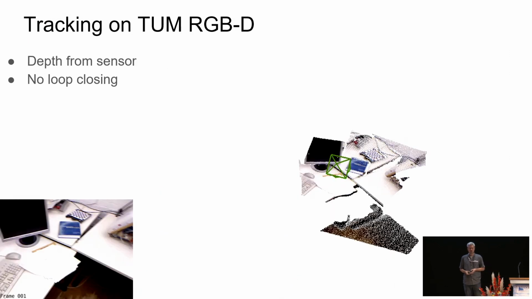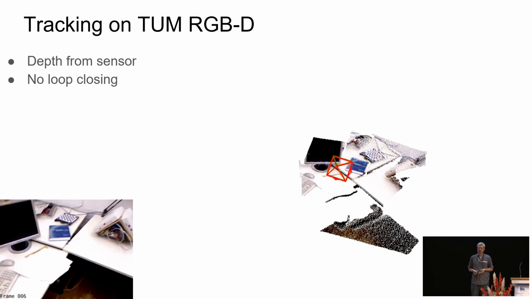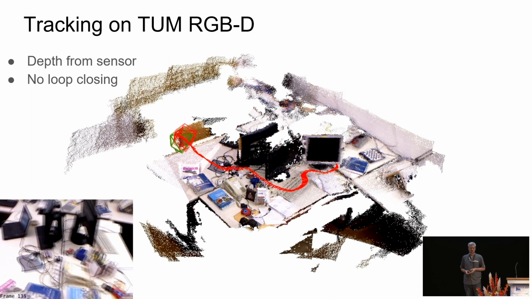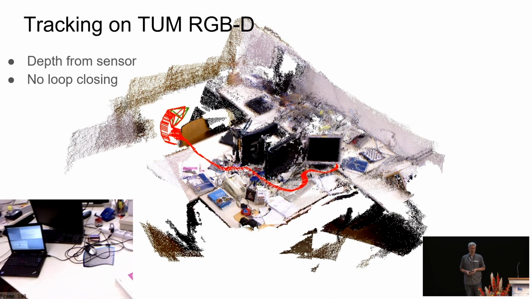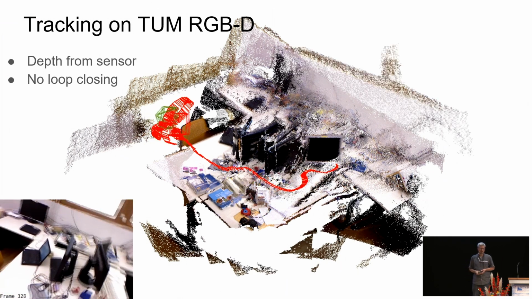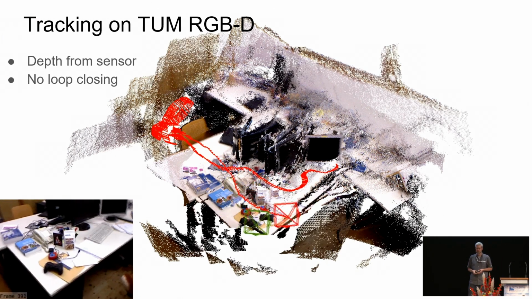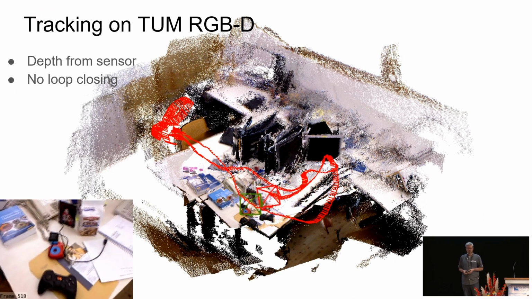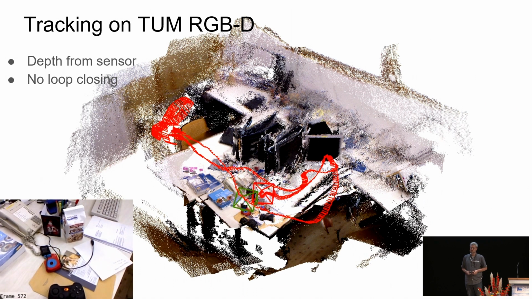Now let's have a look at one result on one of the sequences of the Munich RGB-D benchmark. Here in green you see the ground truth pose, and in red our predicted trajectory. As you can see, even after many frames, they are still quite close together. As depth, we use here the depth from the sensor, and the setting is pure visual odometry. So there's no pose graph optimization or loop closure here.